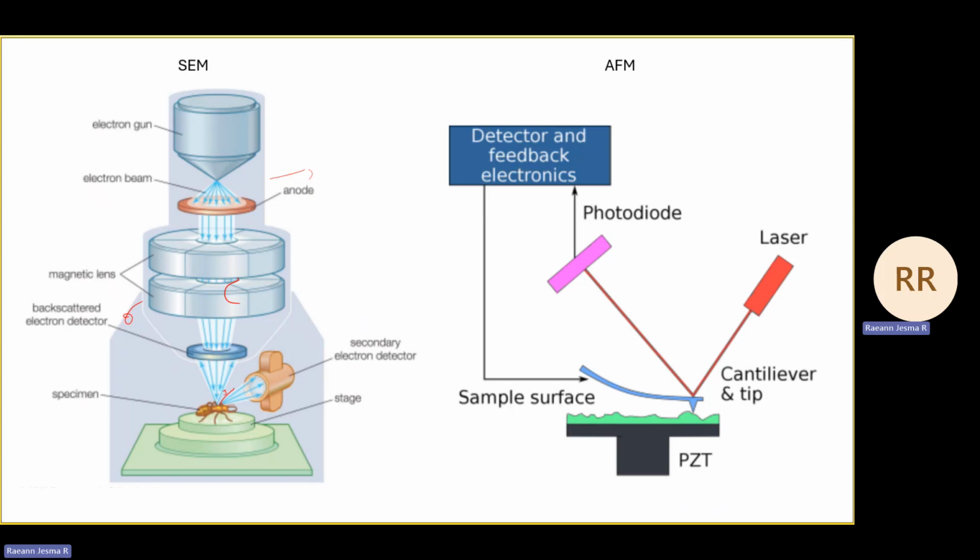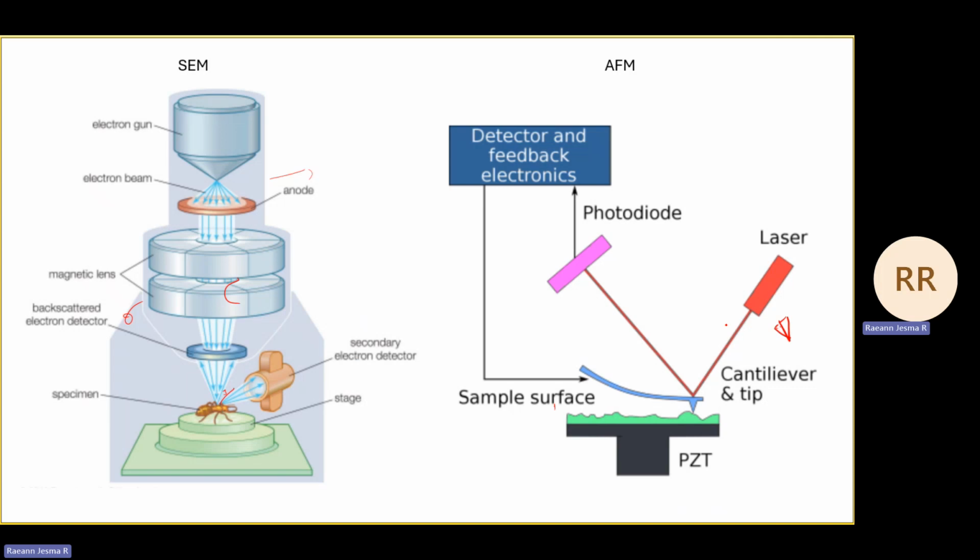So AFM is atomic force microscopy. So here you can see the block diagram of AFM. Here we have a cantilever, and that is having a tip. I think we saw this in one of the previous live sessions as well. So the cantilever tip is very sharp, and in some AFMs, the cantilever tip is pyramidal in shape.